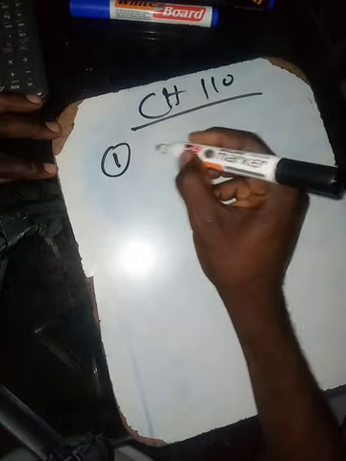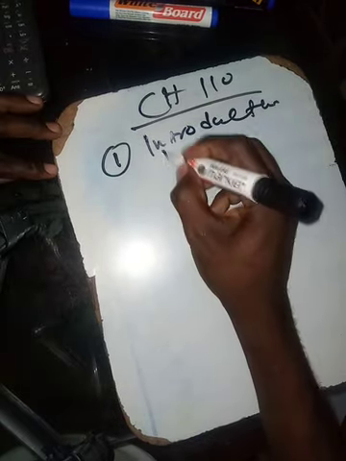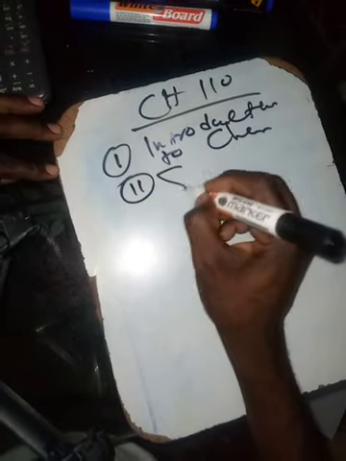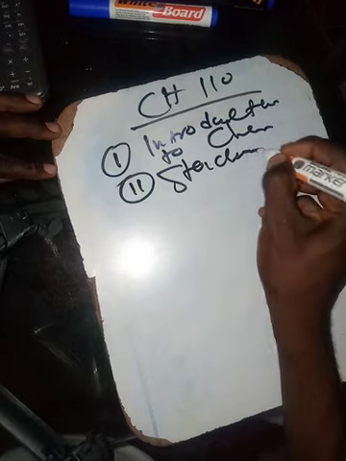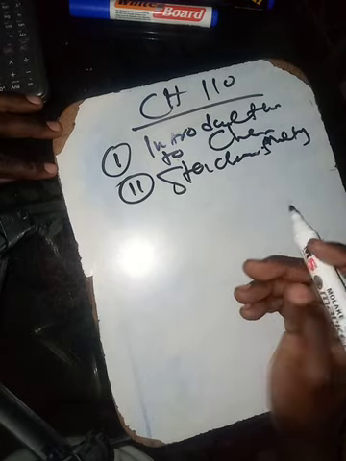So, like I promised you, the document that I sent in the first place, the first document shall cater for, number 1, introduction to chemistry. Then number 2, we shall do stoichiometry. Okay, these two.